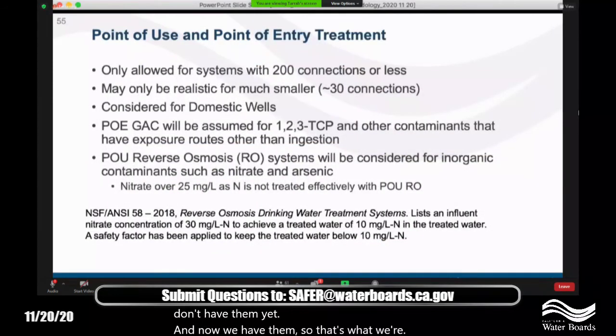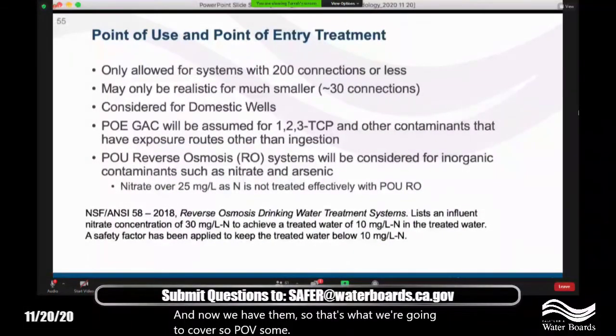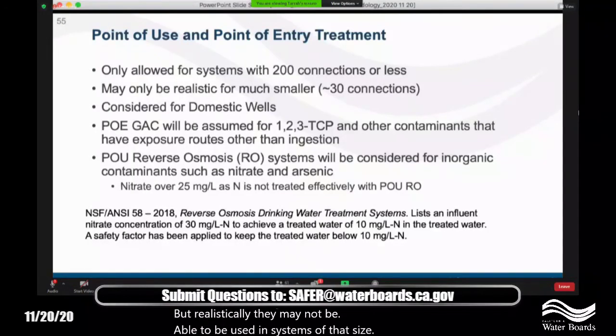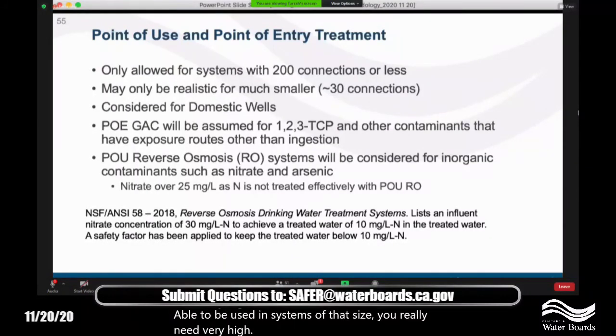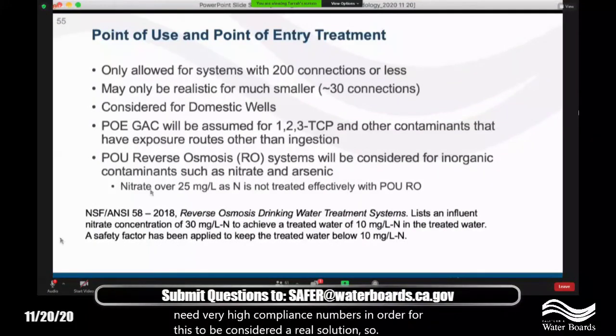So point of use and point of entry are really only considered for small systems. They're only allowed for systems with 200 connections or less, but realistically, they may not be actually able to be used in systems of that size. You really need very high compliance numbers in order for this to be considered a real solution. So realistically, it might really be less than that, but we'll calculate out the costs.